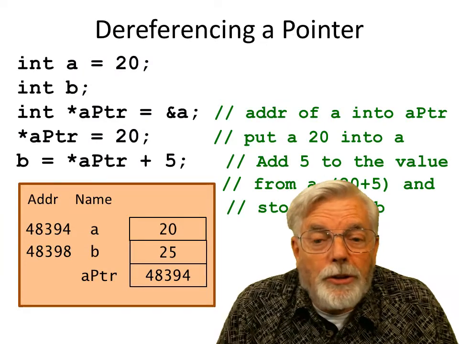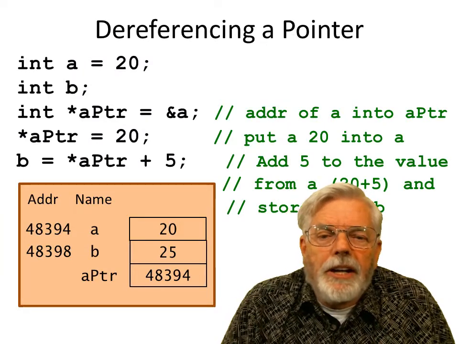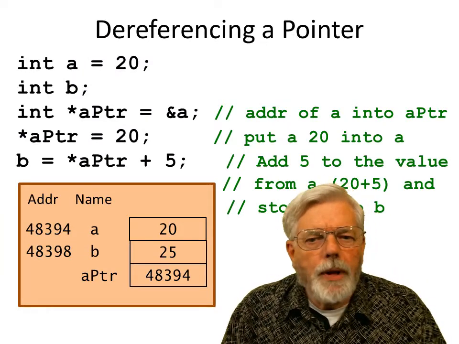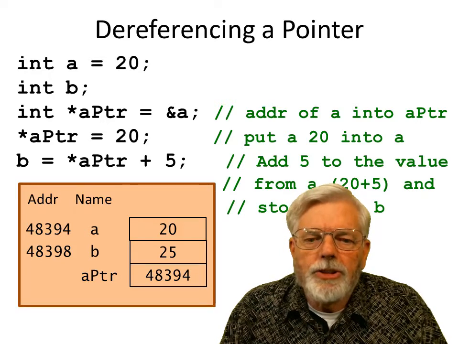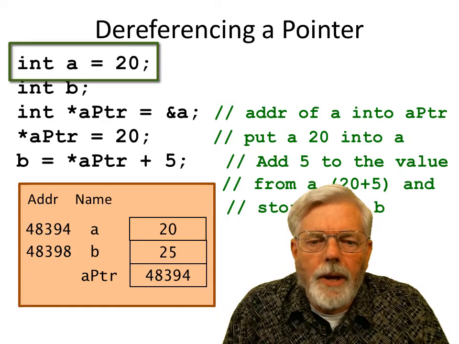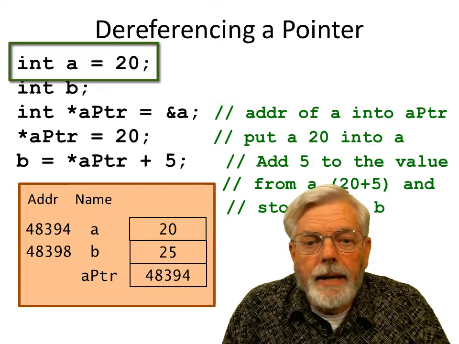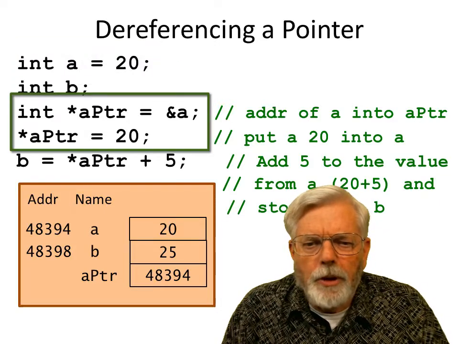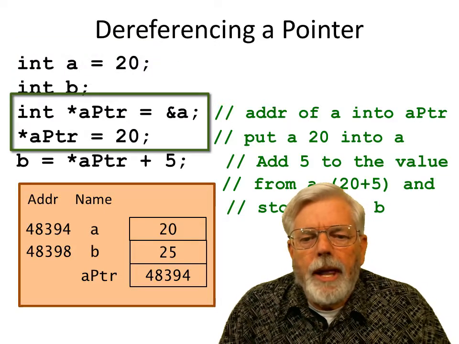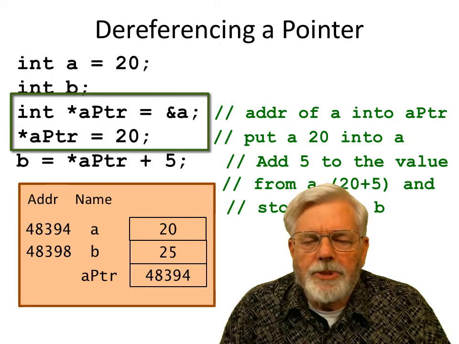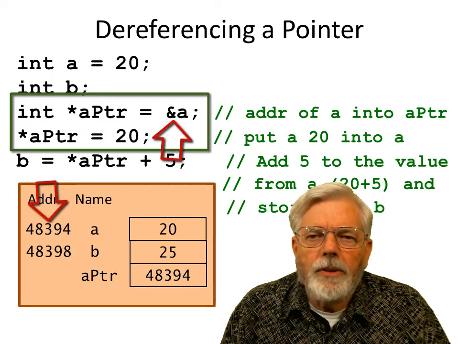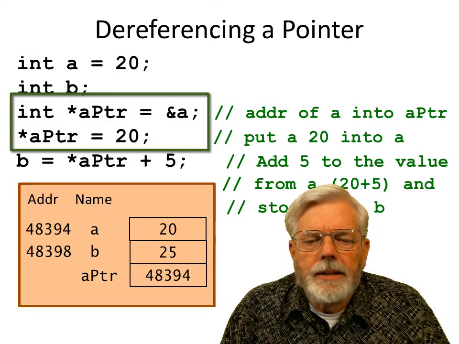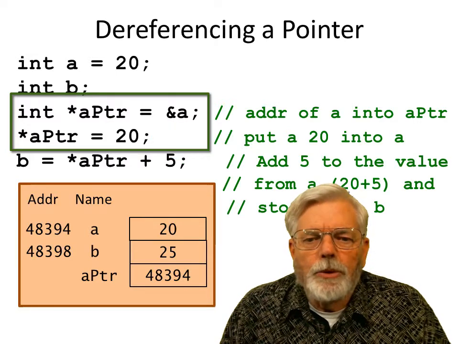How do we use pointers? It's called dereferencing. This code shows two different ways to put a 20 into memory location a. One way is to say a equals 20. Another one is using a pointer. So int star a_ptr creates a pointer. I'm setting that to the address of location a. Then star a_ptr equals 20.